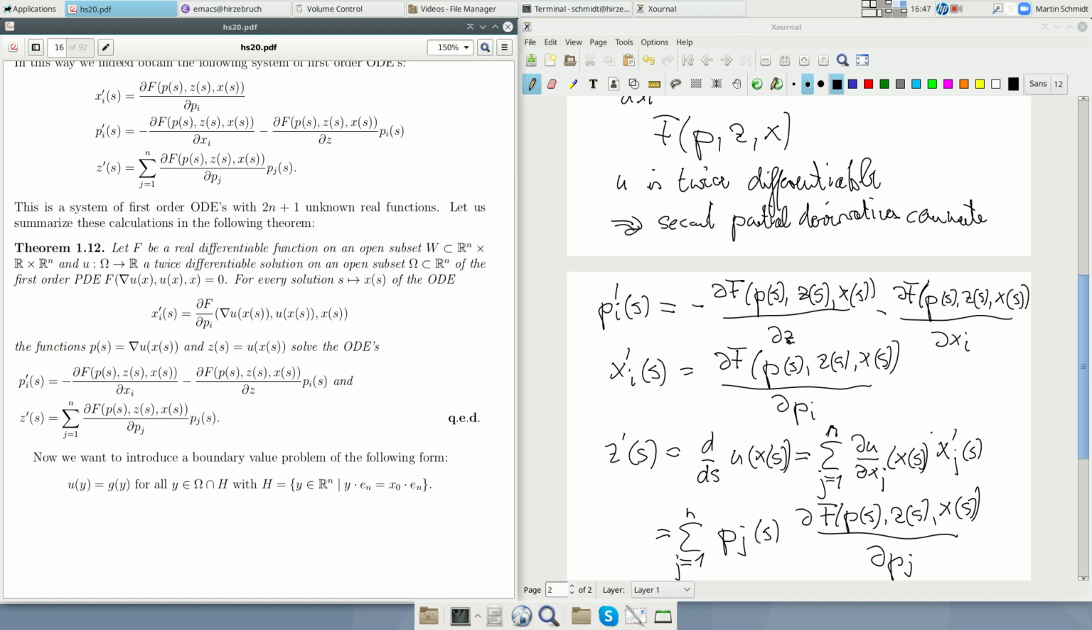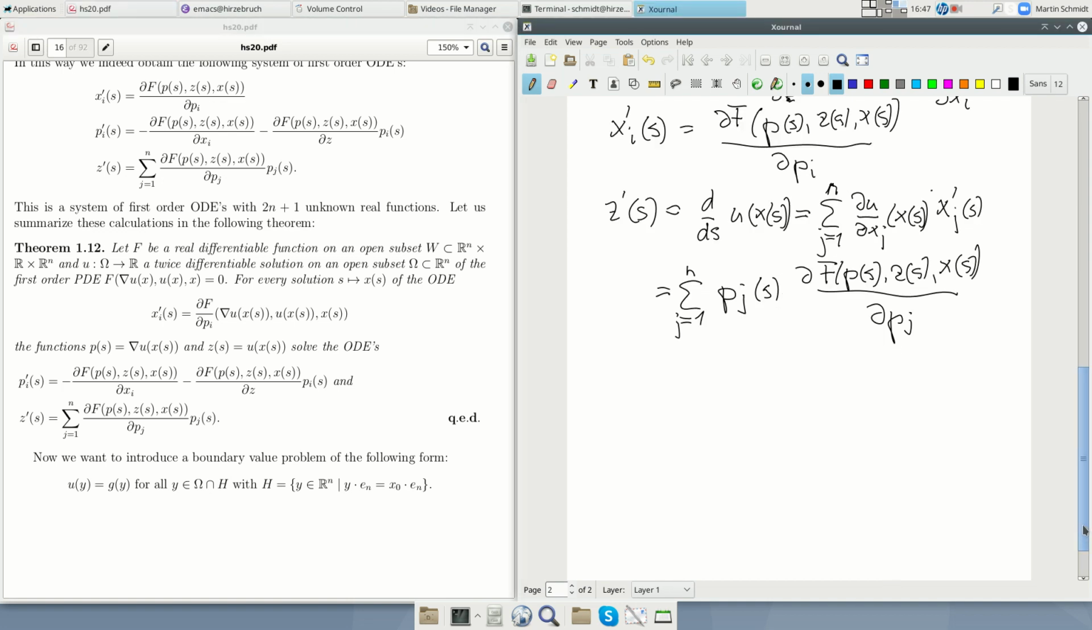Now the next step is of course to introduce boundary conditions, an initial value problem. We know ODE systems have unique solutions of the corresponding initial value problems.